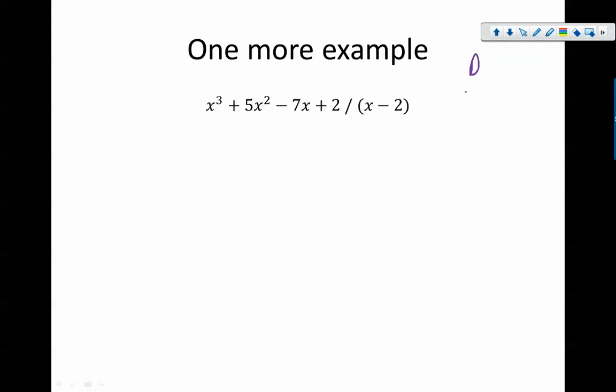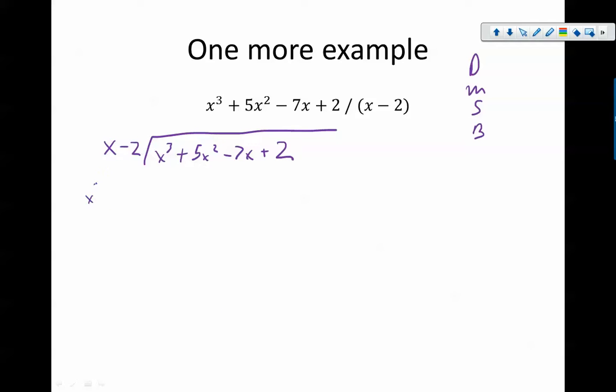Okay, so we're going to divide, multiply, subtract, bring down, and I am dividing x minus 2 into x cubed plus 5x squared minus 7x plus 2. Okay, so step 1, x cubed divided by x. That's x squared. So x squared goes in my solution. Again, vertically aligning the squareds for good organization.